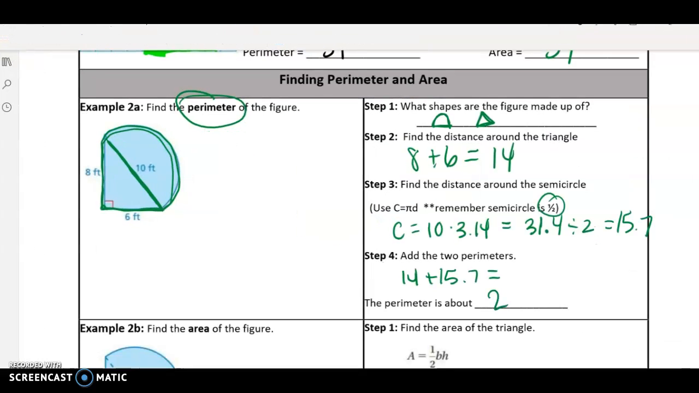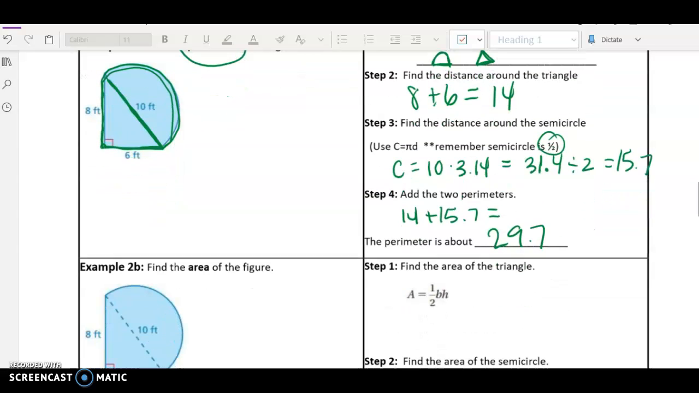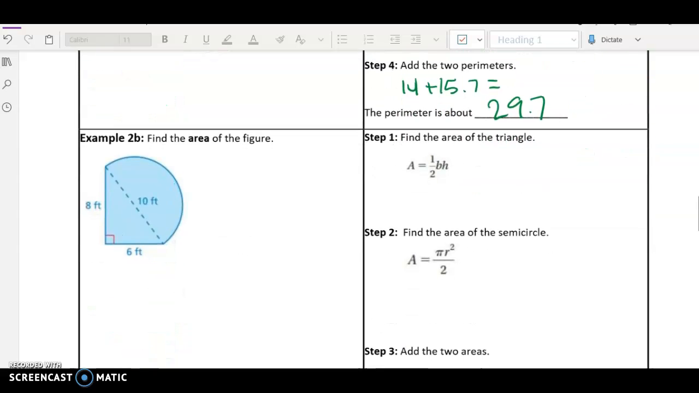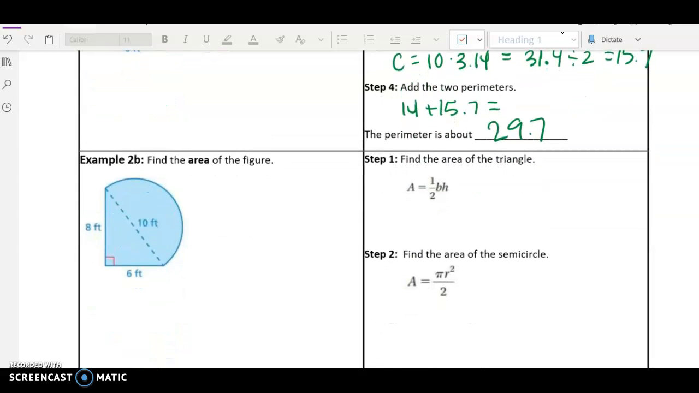So this is 29.7. And that's all you have to do for perimeter. So we're just cutting the shapes up. So now we need to find the area.